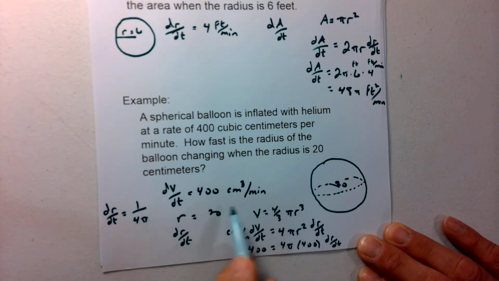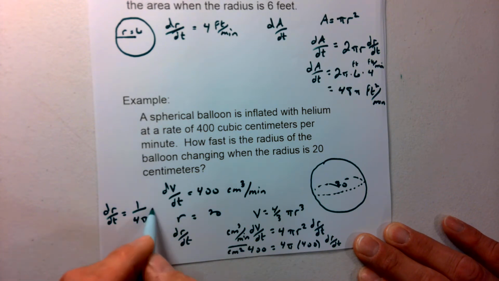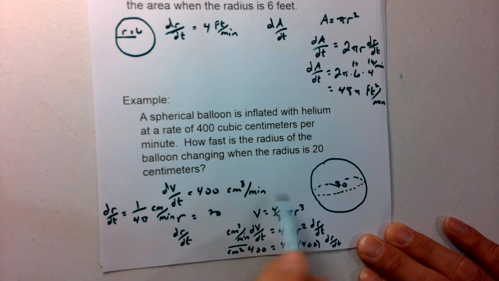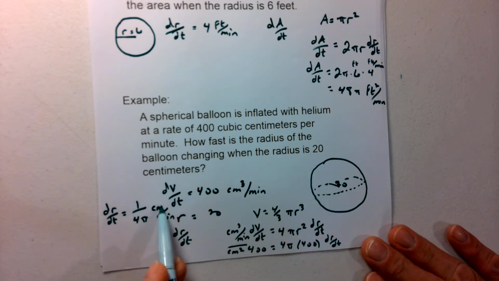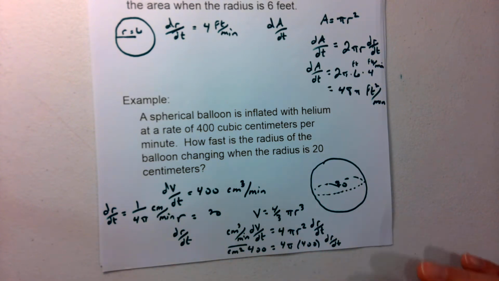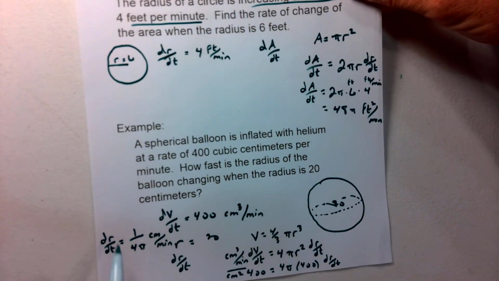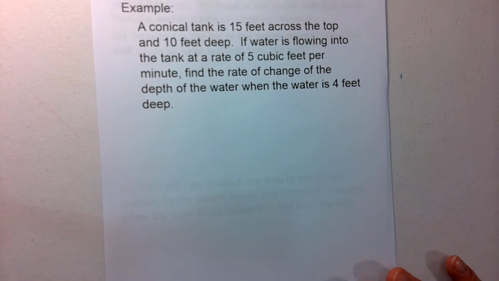Our radius was 20 centimeters, so if I divide that by centimeters squared, I'm going to end up with centimeters per minute. And that should make sense to us, our units on that, because our radius would be in a single exponent. So it would be kind of a linear, if you wish, form. And that gives us our answer, 1 over 4 pi centimeters per minute.